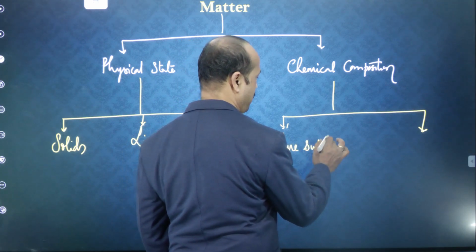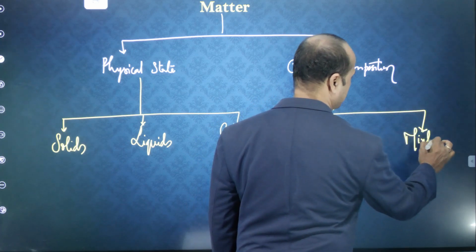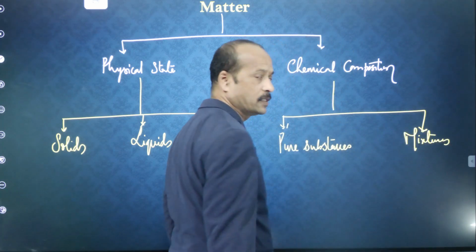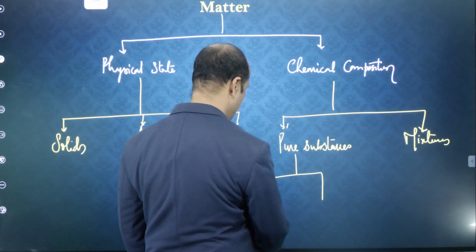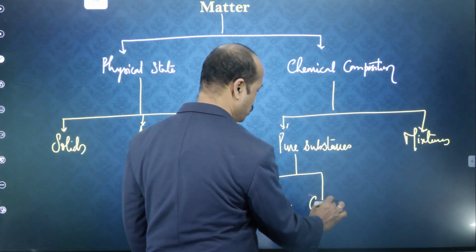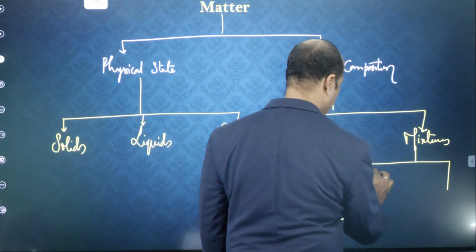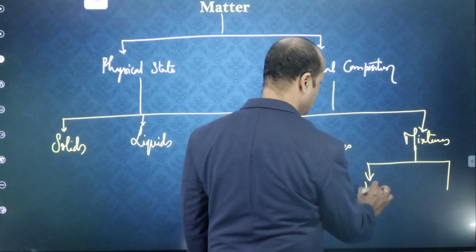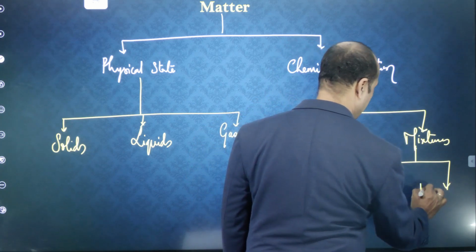In the chemical composition, matter is again classified into pure substances and mixtures. Pure substances are again classified into two types called elements and compounds. Mixtures are classified into two types called homogeneous and heterogeneous.